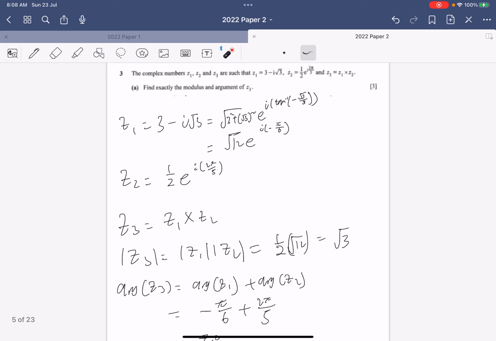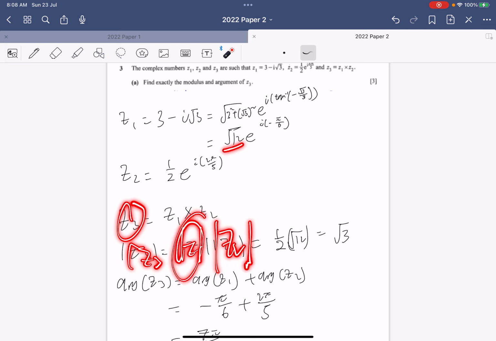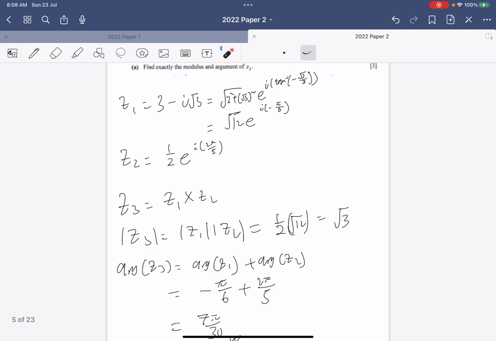And so now you get this, and you know square root 2 is already in exponential form. It will help you to solve for z3, because the modulus of z3 now will be the modulus of z1 times the modulus of z2. And the modulus of z1 is square root 12, and the modulus of z2 is half. So you got this, which equivalently means that the modulus is square root 3. As for the argument, because it is multiplied, the formula is the argument plus the argument. So it's not times. You need to take the first argument plus the second argument.